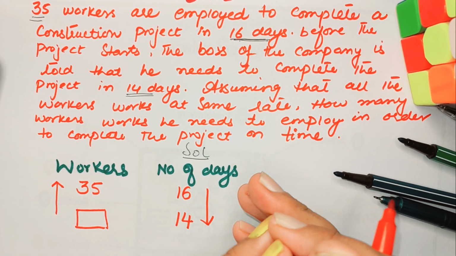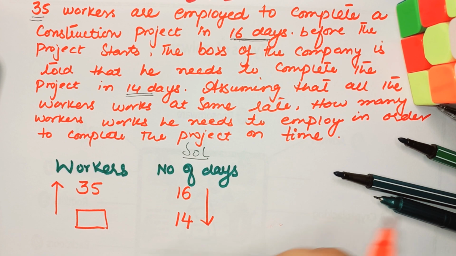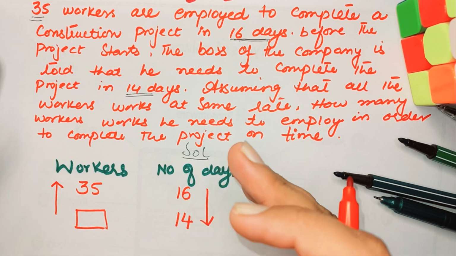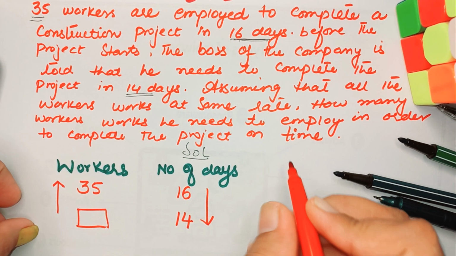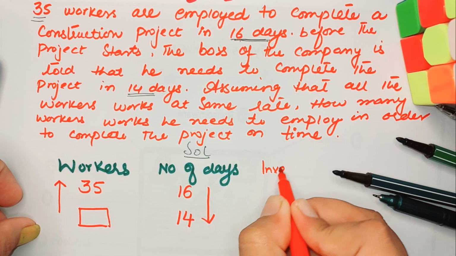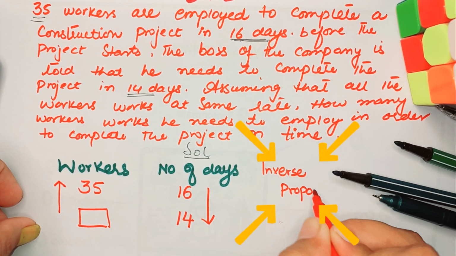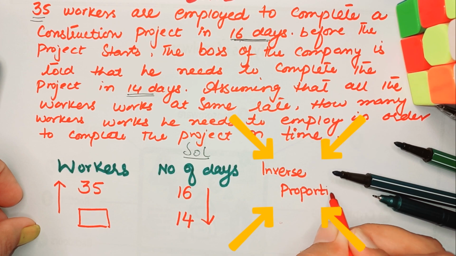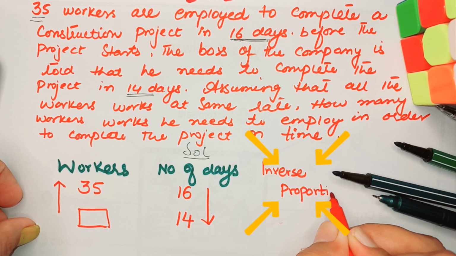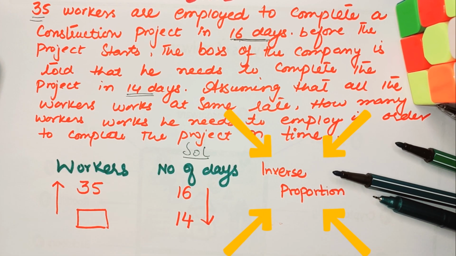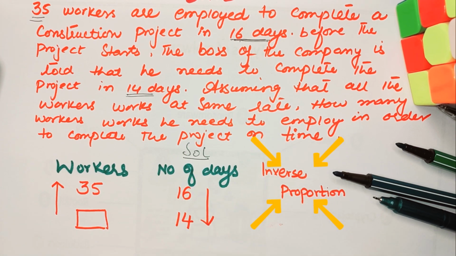हमने सेम टास्क को अब कम दिनों में कंप्लीट करना है, तो ऑब्वियसली हमें वर्कर ज़्यादा एम्प्लॉय करने पड़ेंगे, वर्कर ज़्यादा चाहिए होंगे. It means the relation you are observing here is inverse proportion, because one quantity is increasing and the other quantity is decreasing. So we have the inverse relationship or the inverse proportion.